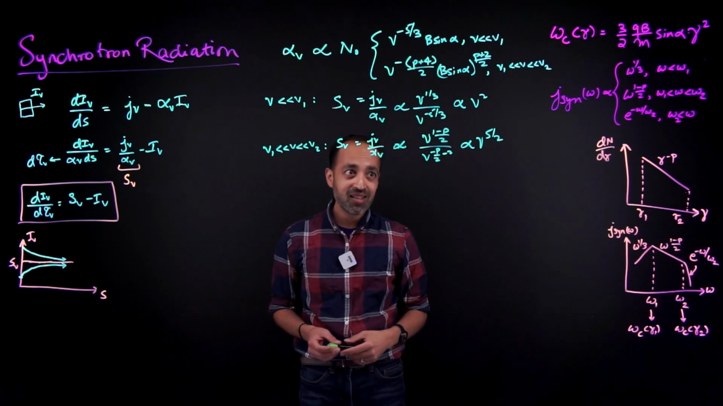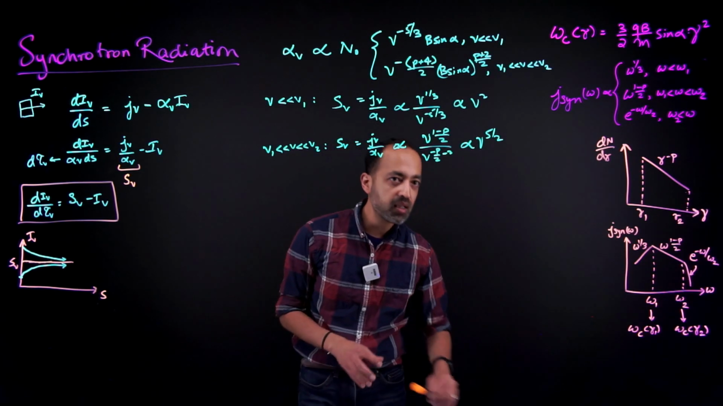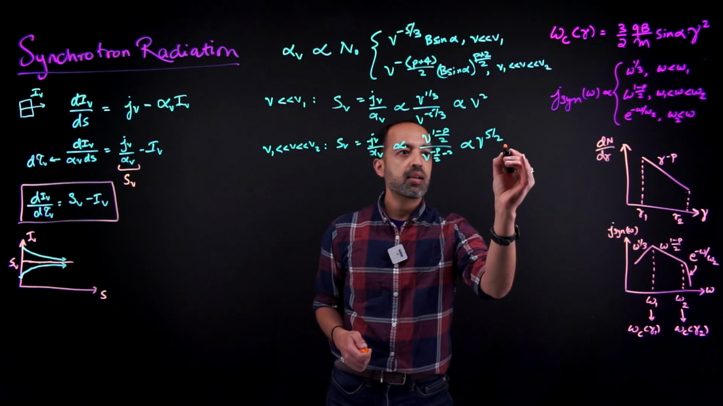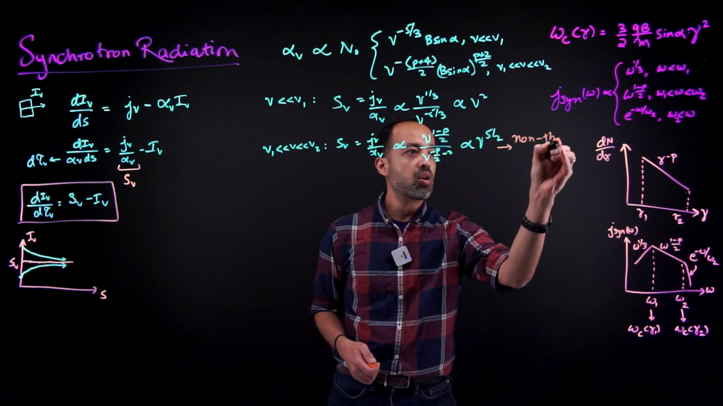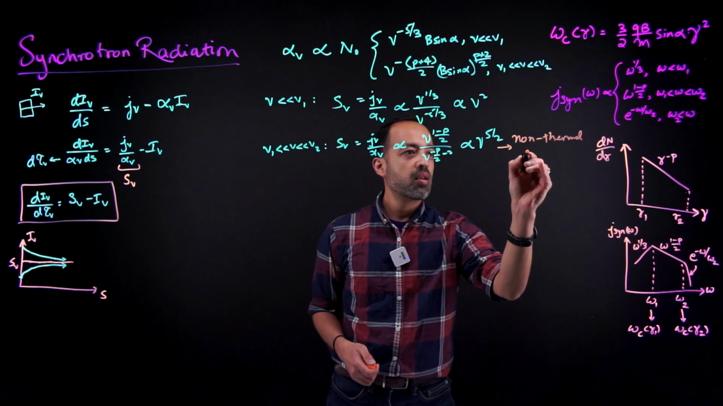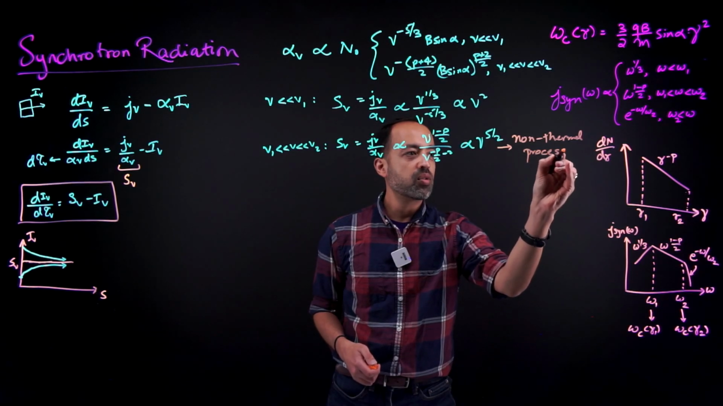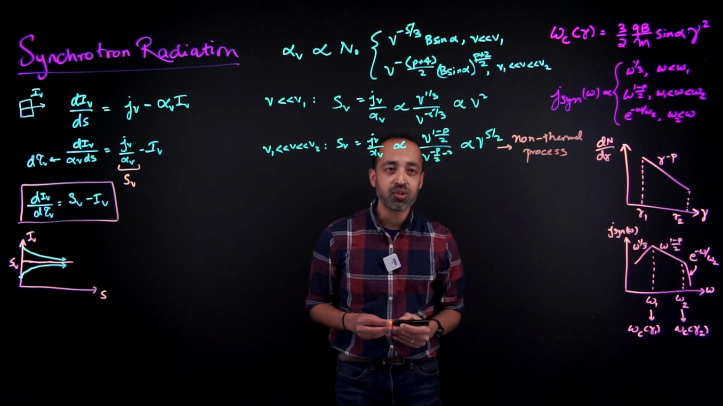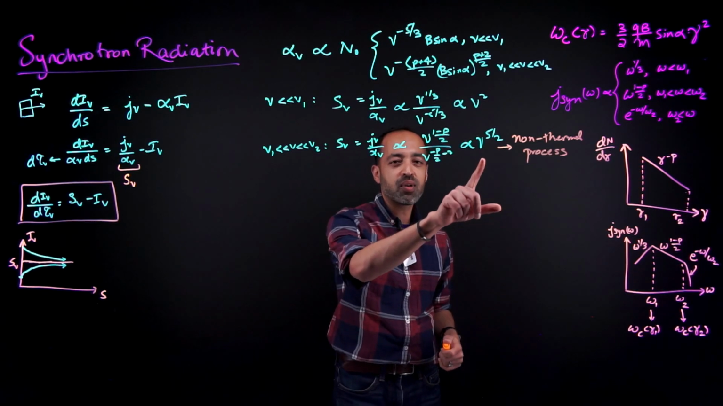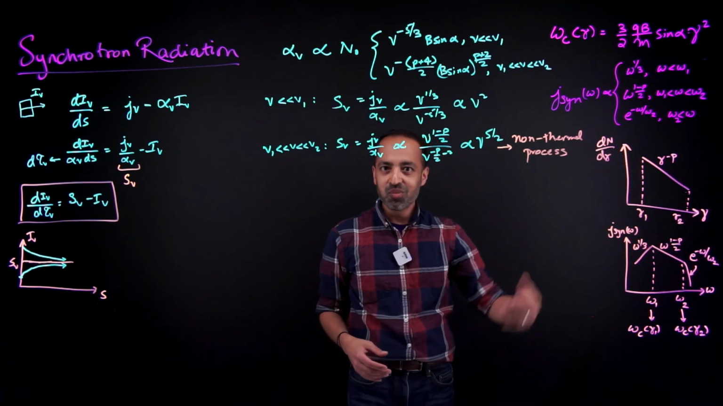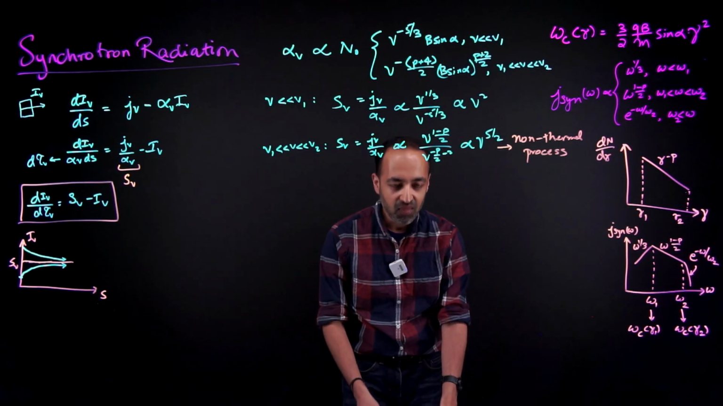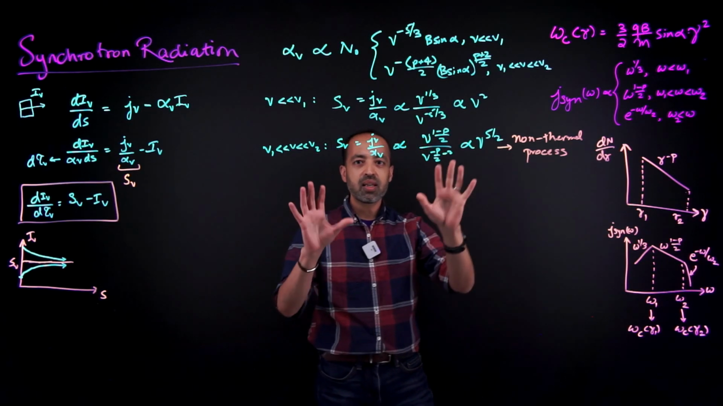And so that is a critical sign of what is called a non-thermal radiation process. So a non-thermal radiation process is one where the source function is not the Planck function. And here our source function is not the Planck function, it is this power law. And that comes about because our distribution of particles is a power law. Okay, so that's about the source function.